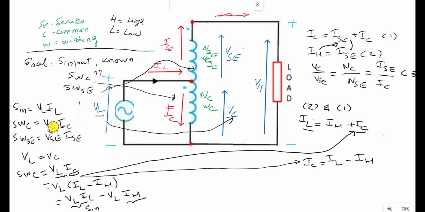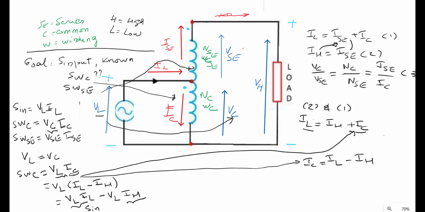SWC is equal to VC times IC, and SWSE is equal to VSE times ISC. So we're going to work on SWC first. If you notice, according to the diagram, VL and VC are the same voltage, so I can replace VC by VL. And so using this equation right here, I put SWC is equal to VL times IC.